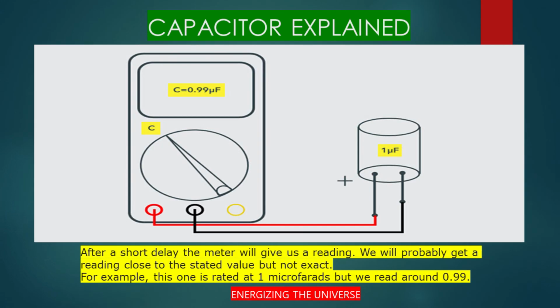Or else we might get a shock. For the capacitance, we simply switch the meter to the capacitor function. We connect the red wire to the positive side and the black to the negative side. After a short delay, the meter will give us a reading. We will probably get a reading close to the stated value but not exact.